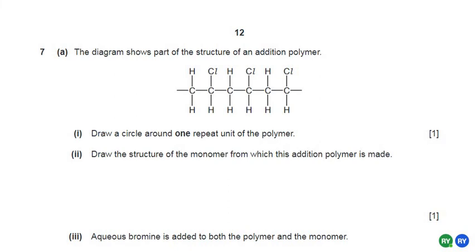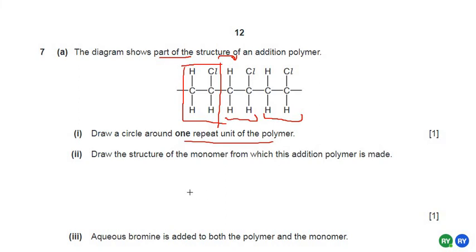They are asking, the diagram shows part of the structure of an addition polymer. Draw a circle around one repeat unit of the polymer. If you look at this polymer, we can say this part is repeating: CH2, CH and Cl. If you look at the next part, this is again repeating. Then again, if you continue, this part is repeating. So this is our repeating unit.